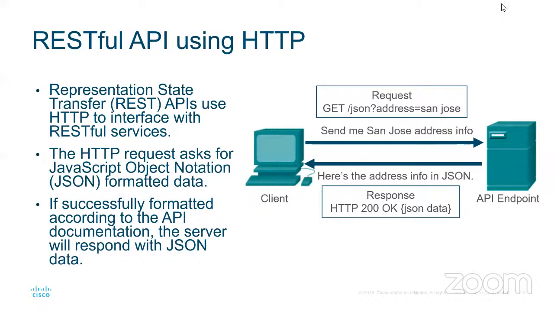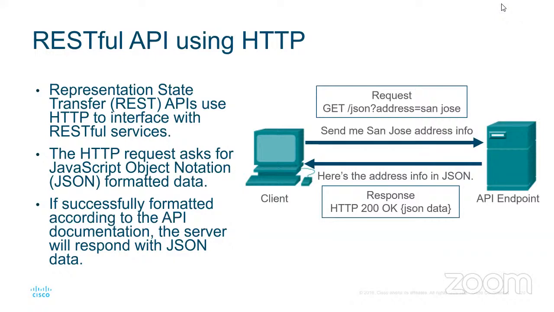Because when I make a call, when I make a request, it returns a status code for me, and that status code tells me it's either successful or not, just like web browsers operate today. So RESTful APIs use the HTTP interface for RESTful services, communicating back and forth between web server and client.